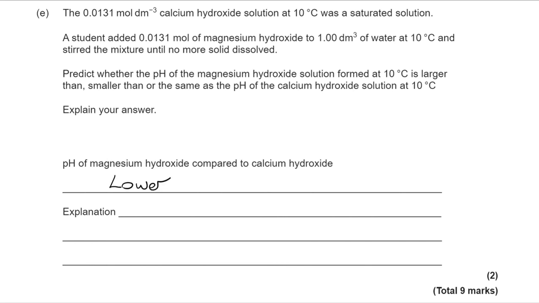The answer is that magnesium hydroxide would have a lower pH. By that, what I mean is closer to 7. The reason for that is that magnesium hydroxide is less soluble. Remember, the solubility of hydroxides increases as you go down group 2. And if it's less soluble, that means less hydroxide ions, that means less basic.